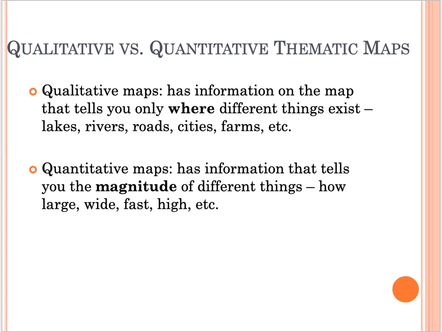So there is a difference between qualitative and quantitative thematic maps. For qualitative maps, this has information on the map that tells you only where different things exist, such as lakes, rivers, roads, cities, farms, etc. Whereas quantitative maps has information that tells you the magnitude of different things. So how large, how wide, how fast, how high, etc.